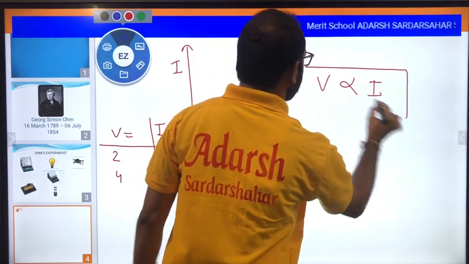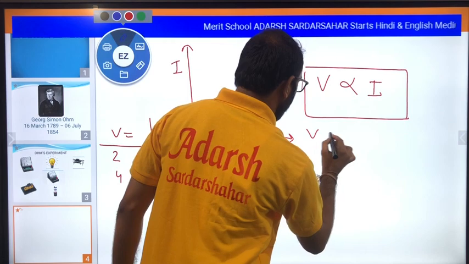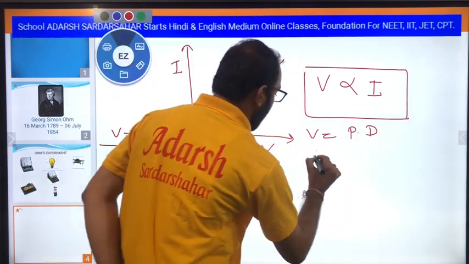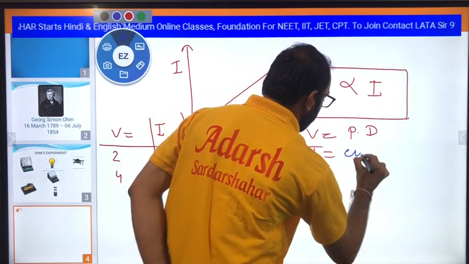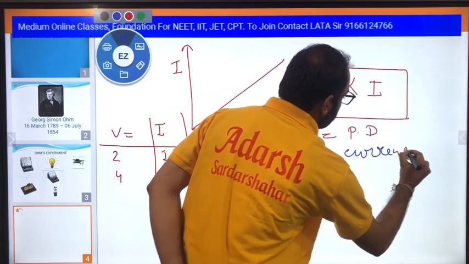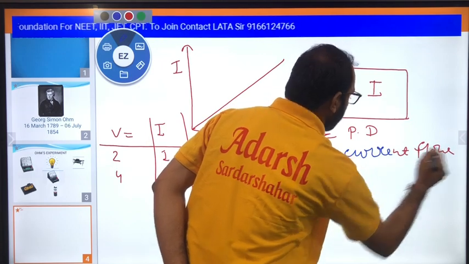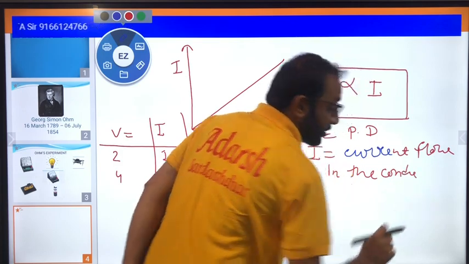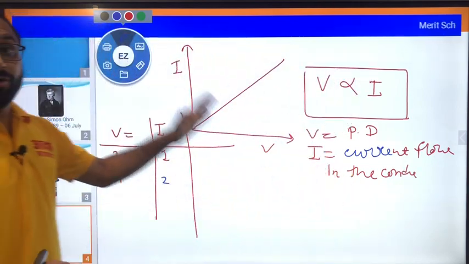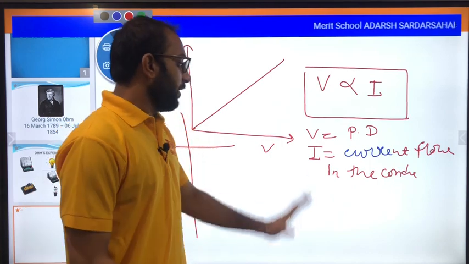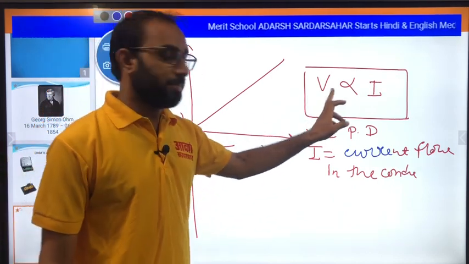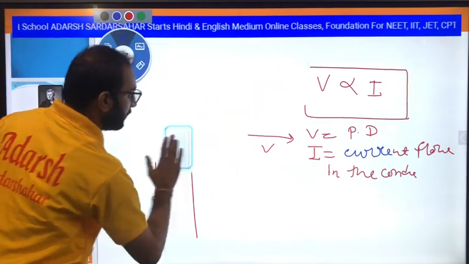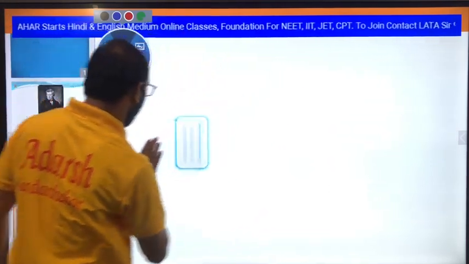V is directly proportional to I. What is V? V is the potential difference across the conductor, and what is I? I is the current flowing in the conductor. But stop and watch. Ohm's law gives terms and conditions when we apply the relation between V and I. What are the terms and conditions? Write down the definition of Ohm's law experimentally.